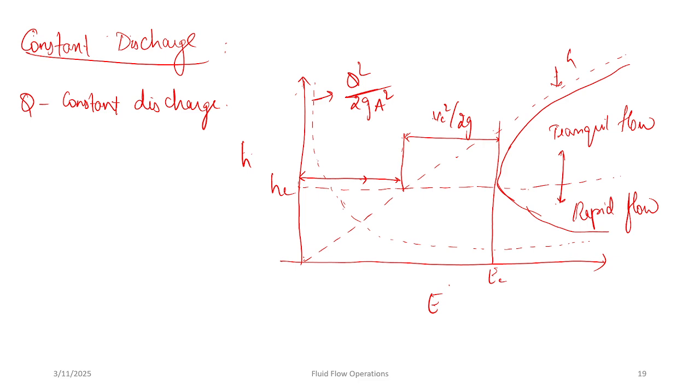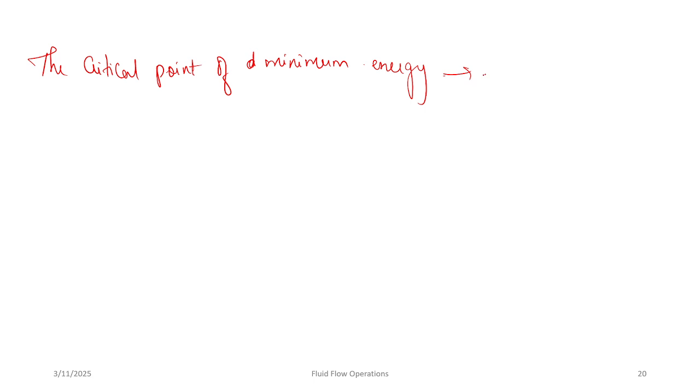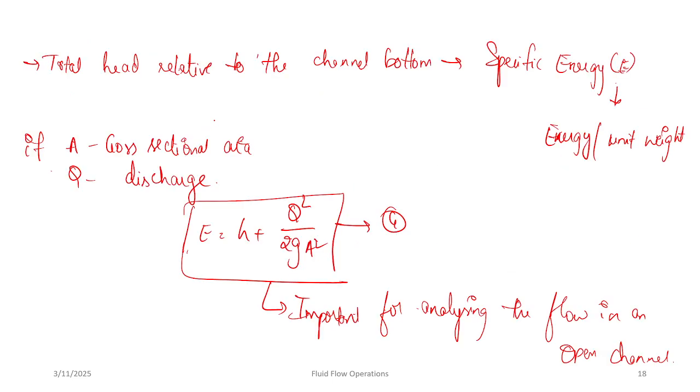Okay, the critical point of minimum energy occurs in this entire diagram. If there is a critical point, at that point dE by dH should be zero, right? So the critical point of minimum energy will be occurring at dE by dH is zero. At this location, we'll be having a critical point. So we just have to differentiate this equation, equation number 4, with respect to H.